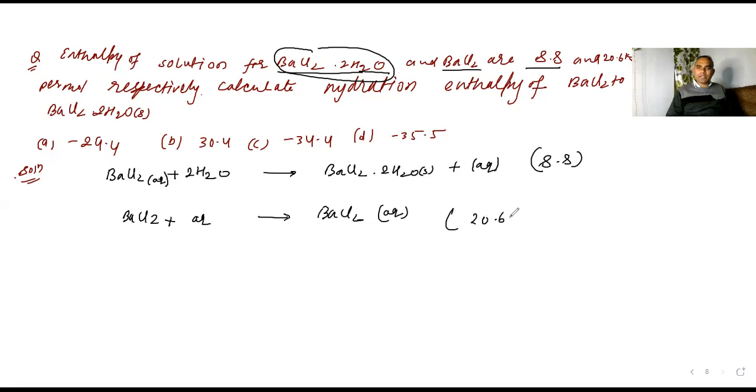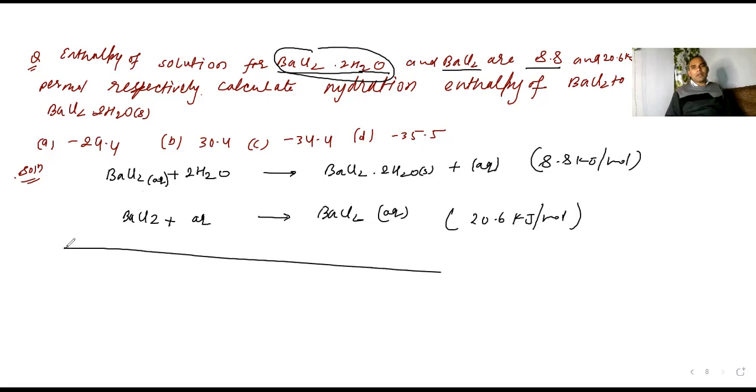20.6. This is again kilojoule per mole, and here it is also kilojoule per mole. So it is getting a little bit tougher for us. So now see, you added the barium chloride in the aqueous solution.